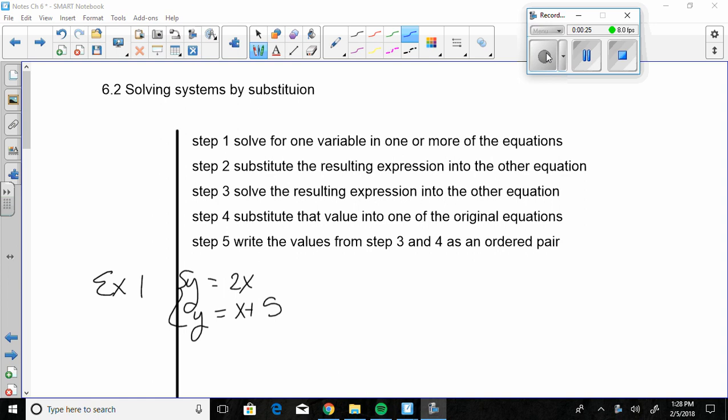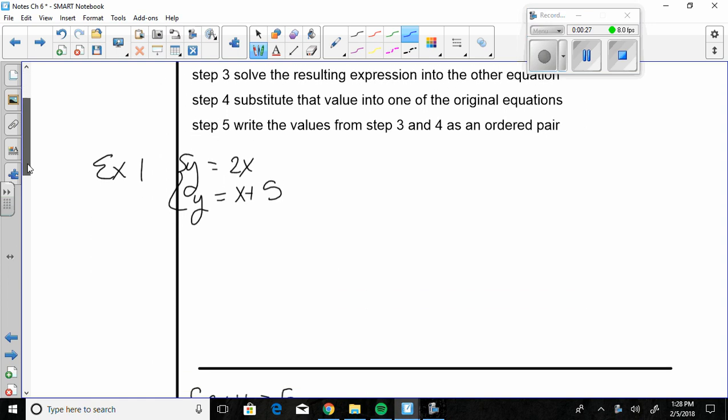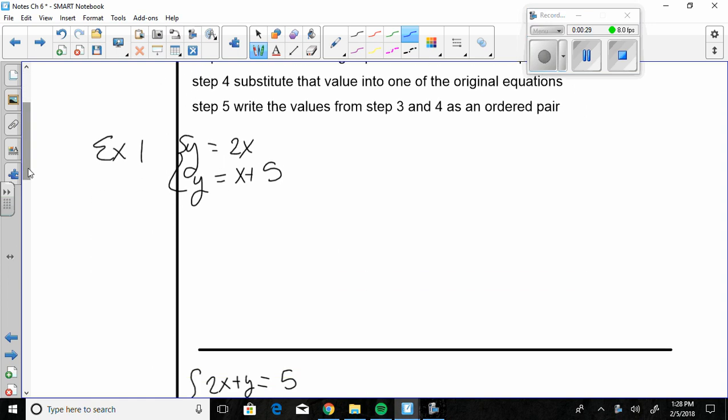What does that mean? In example 1, we have y equals 2x and y equals x plus 5. We have y by itself in both of these equations. There are 2 ways we can go about this. We can say y equals 2x. I'm going to use 2x just because it is simpler without the constant on the end. So whatever y equals, I can take that and substitute it from one equation into the other. So it goes down here.